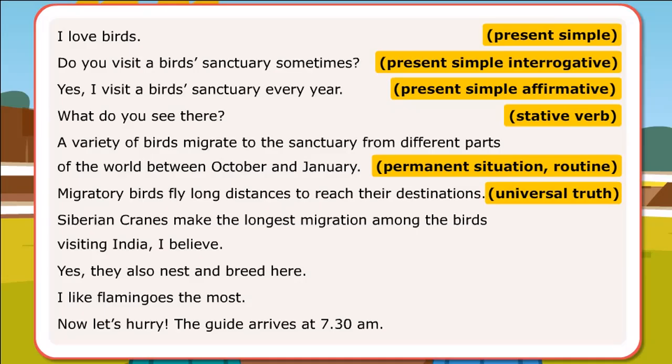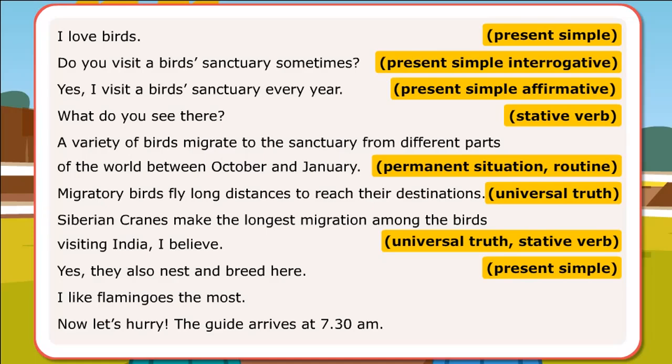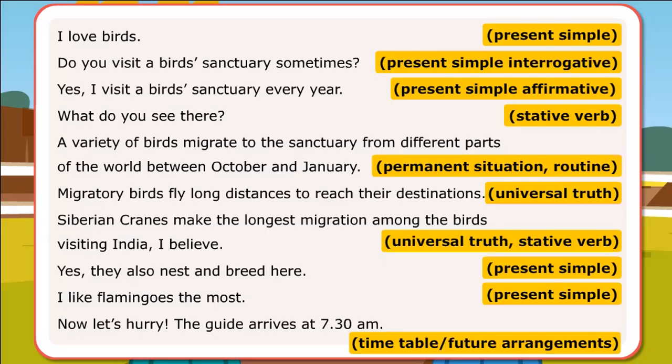Siberian cranes make the longest migration among the birds visiting India, I believe. Universal truth, starter verb. Yes, they also nest and breed here. Present simple. I like flamingos the most. Present simple. Now let's hurry. The guide arrives at 7:30 a.m. Timetable or future arrangements.